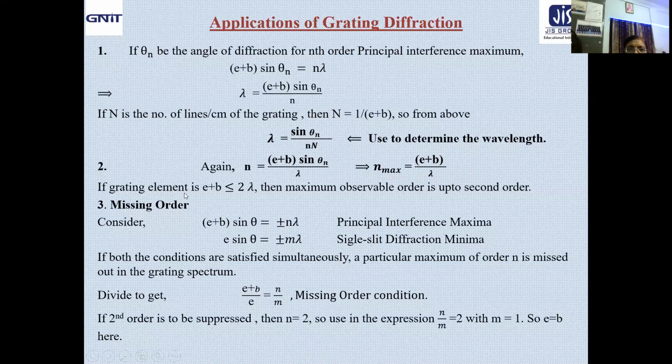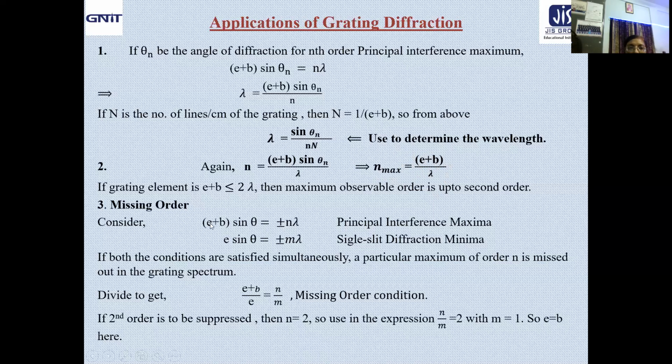Now, if the grating element (e plus b) is given as less or equal to 2 lambda, of the order of lambda as I already mentioned, then the maximum observable order is up to second order, because less or equal to 2 lambda means 0, 1, up to 2 you can observe the maximum orders.